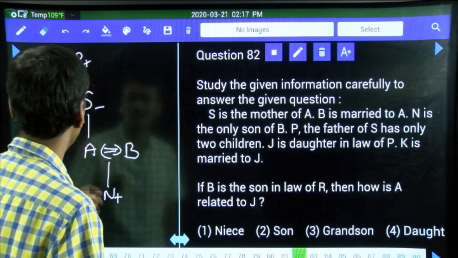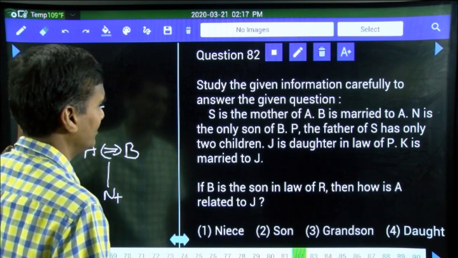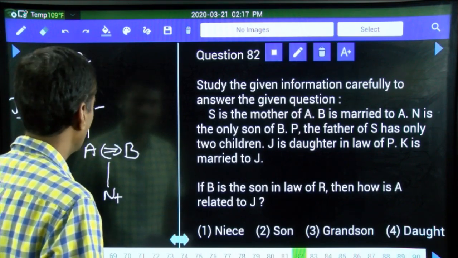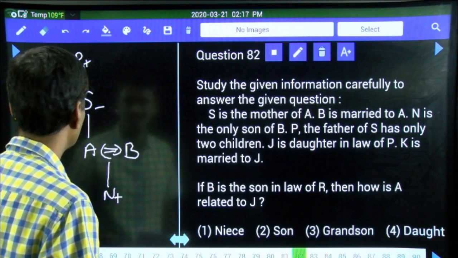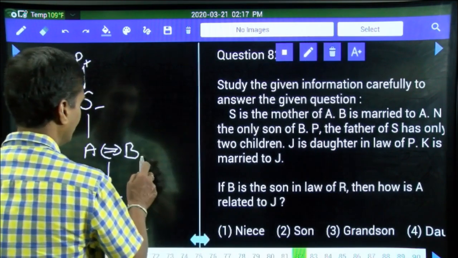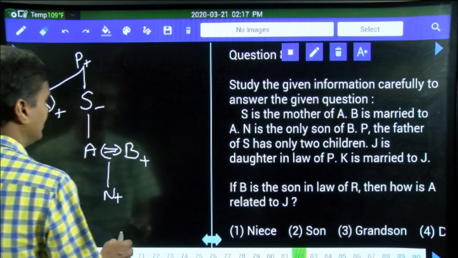J is the daughter-in-law of P. K is married to J. Now B is the son-in-law of R. Okay? B is the son-in-law of R, which means this person B is a male.